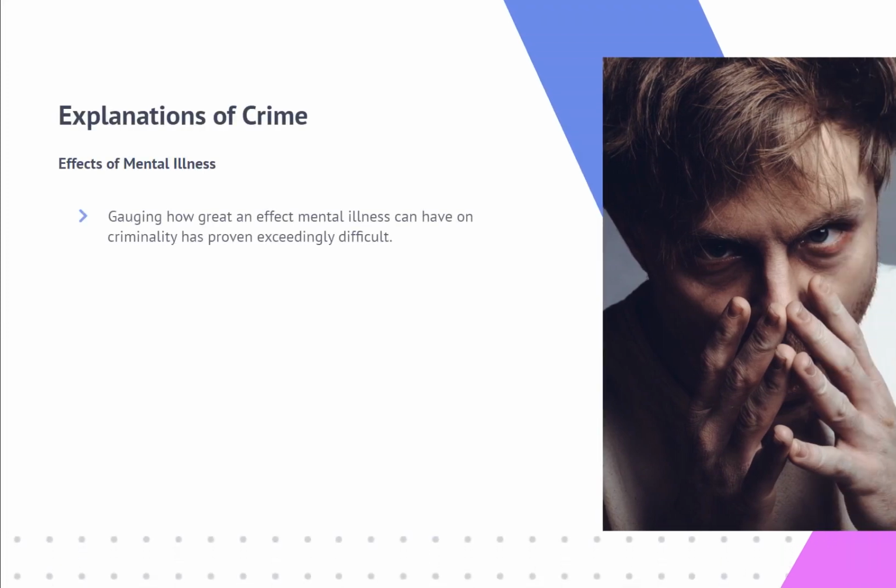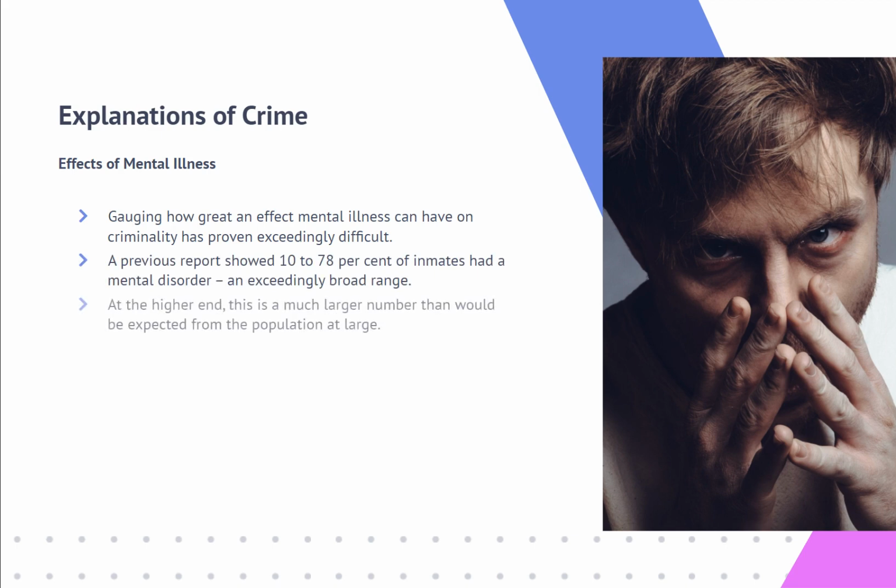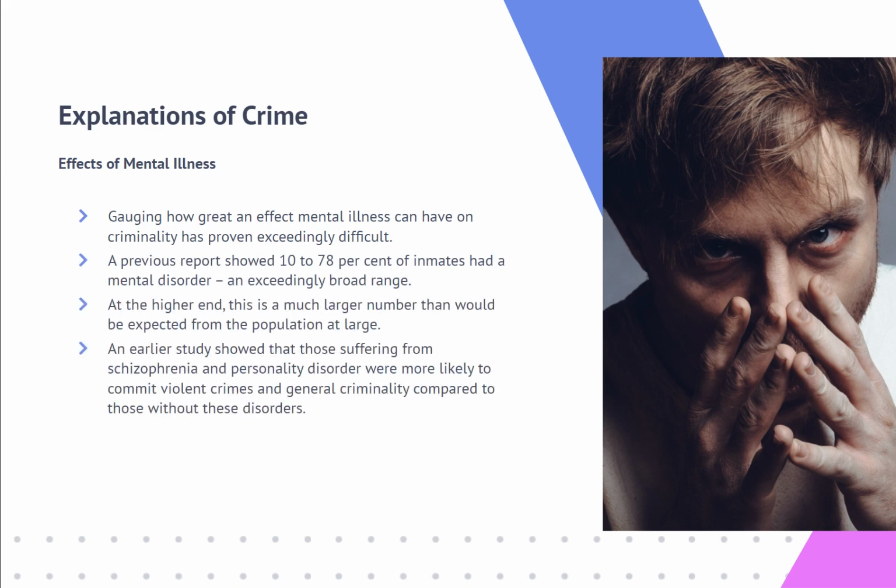Effects of mental illness. Gauging how great an effect mental illness can have on criminality has proven exceedingly difficult. A previous report showed 10 to 78% of inmates had a mental disorder, an exceedingly broad range. At the higher end, this is a much larger number than would be expected from the population at large. An earlier study showed that those suffering from schizophrenia and personality disorder were more likely to commit violent crimes and general criminality compared to those without these disorders.